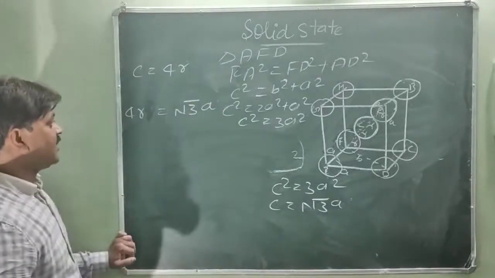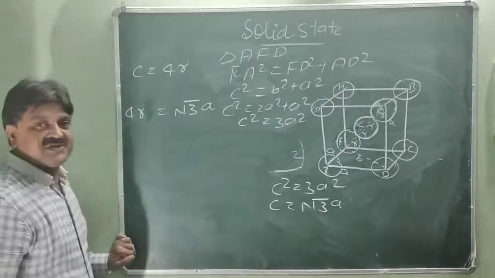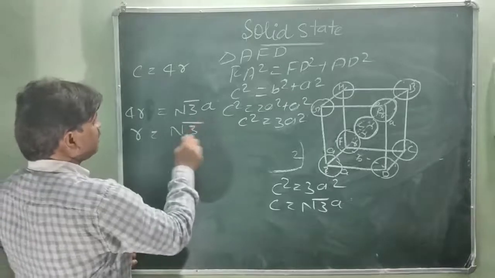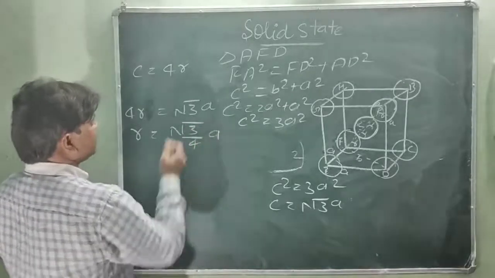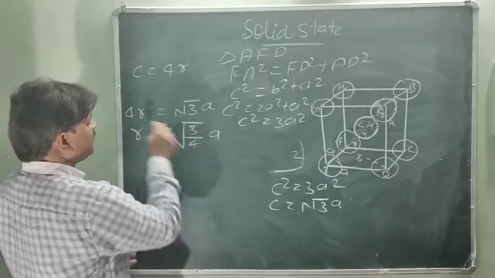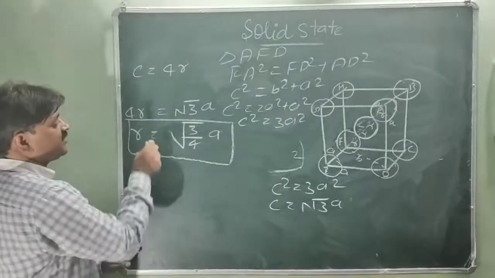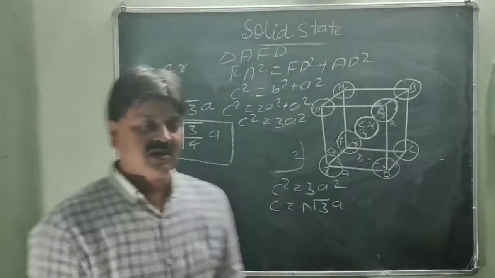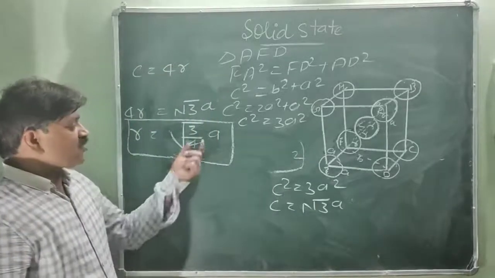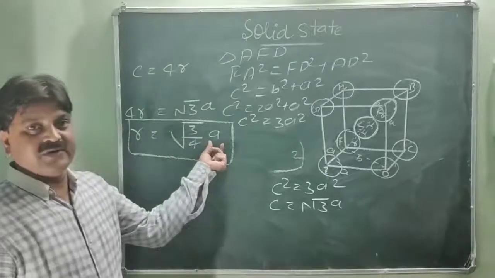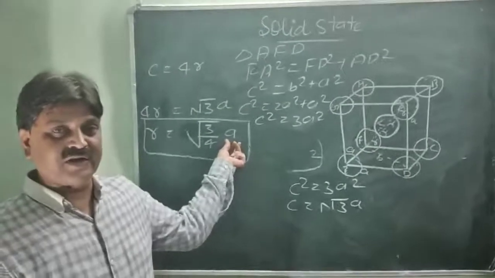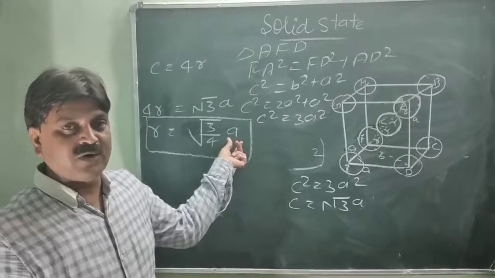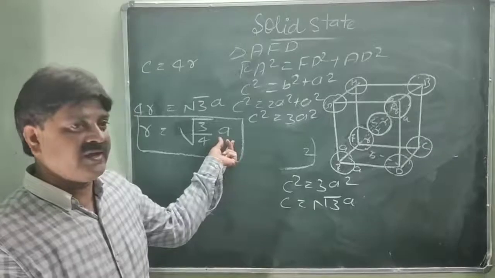So from here we can calculate the radius in case of the BCC. R is equal to √3 by 4 A. So keep in mind the radius in case of the BCC, root 3 by 4 A. Is it clear? So we are going to calculate A's length, because if we have the value of A, we can calculate the total volume V.